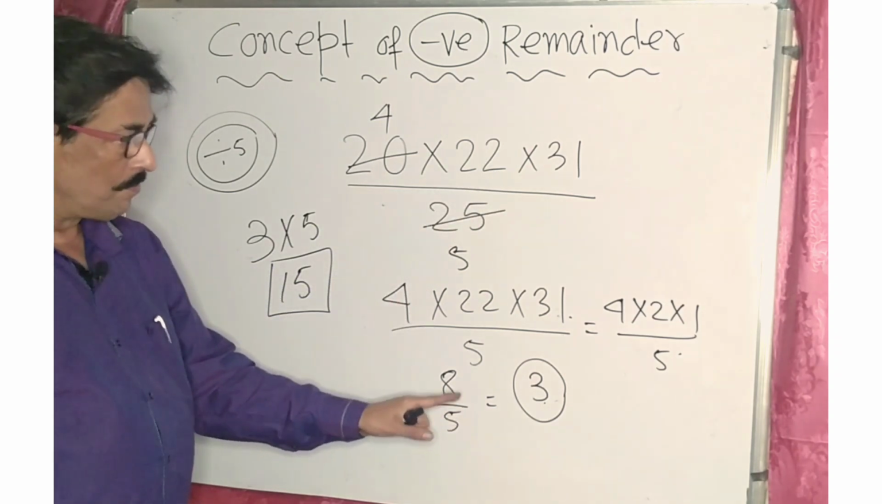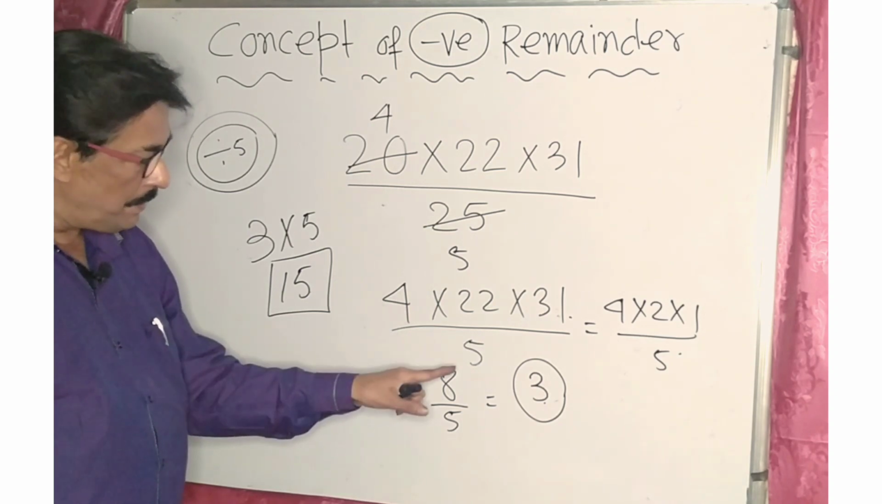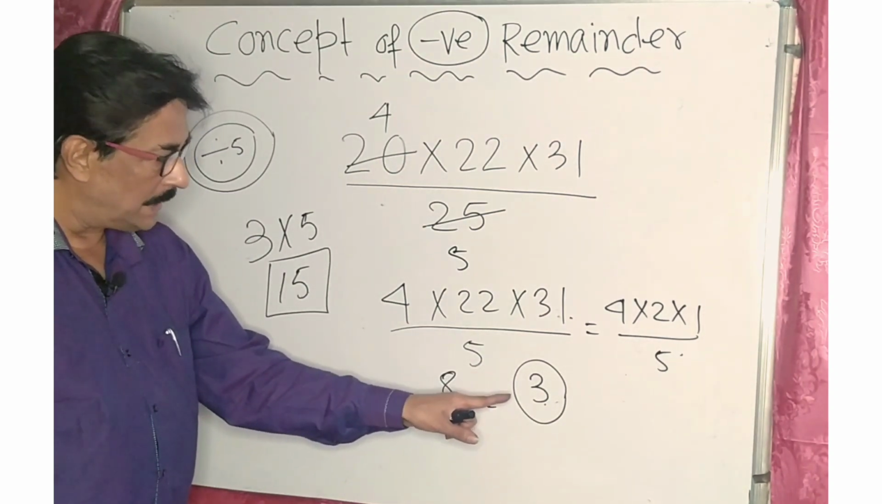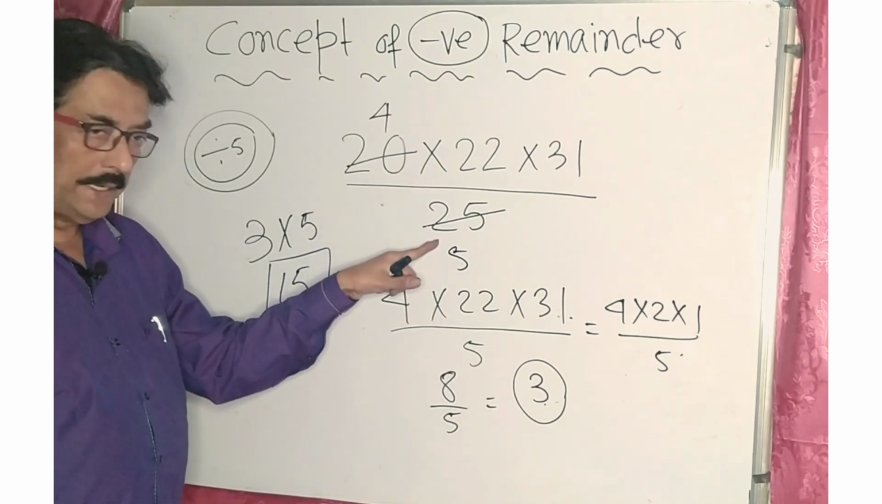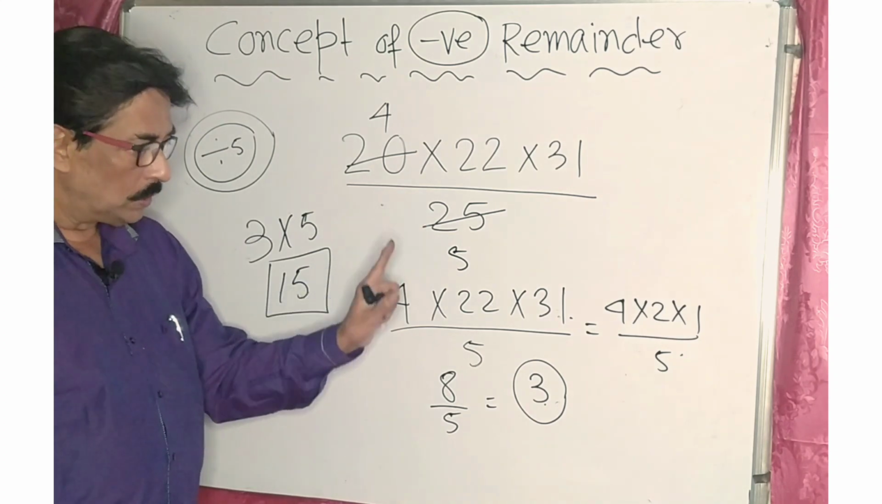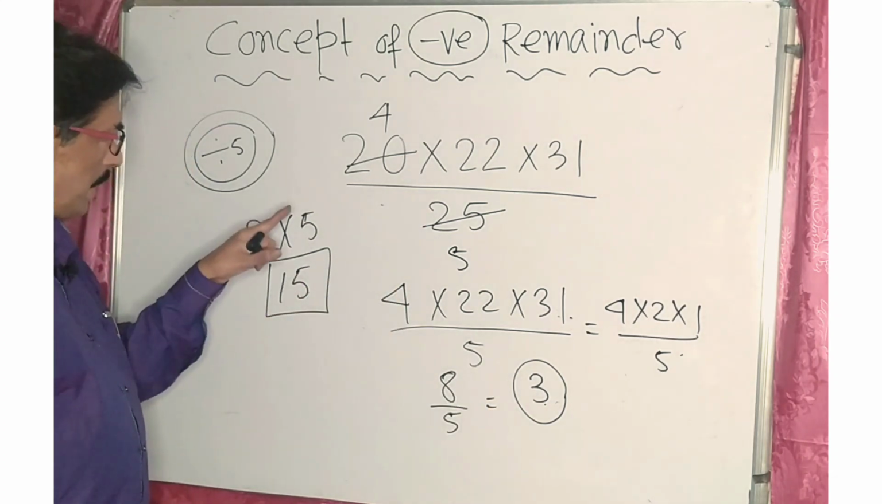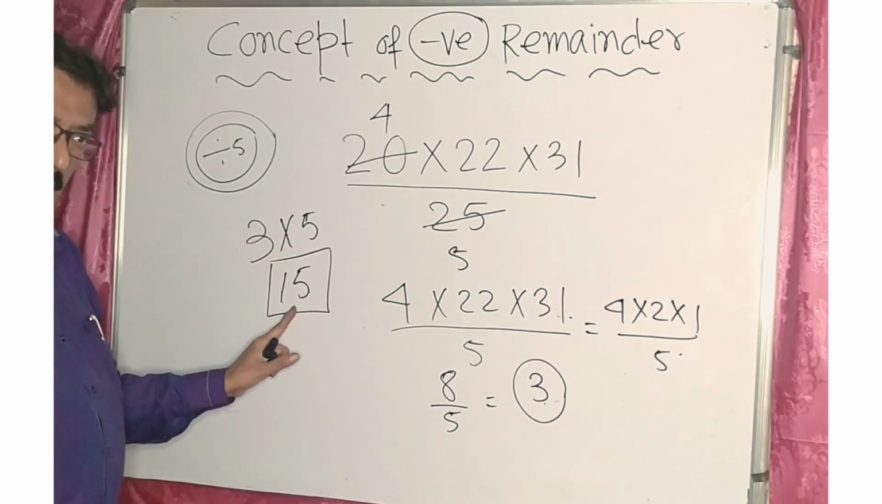Remember these steps. I cancel by 5 to take some advantage. Now I divide by 5, I got the remainder 3. But 3 is the remainder when the number is divided by 5. But you have to find out what will be the remainder if the number is divided by 25. So remember, after getting the result, you have to again multiply by the number by which you have cancelled. So your ultimate remainder will be 15.